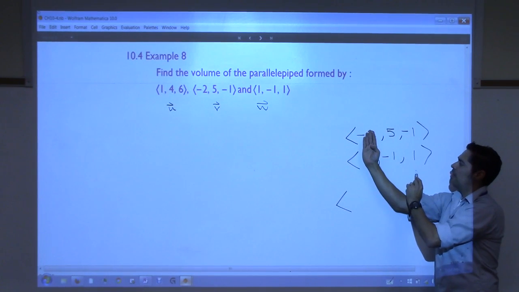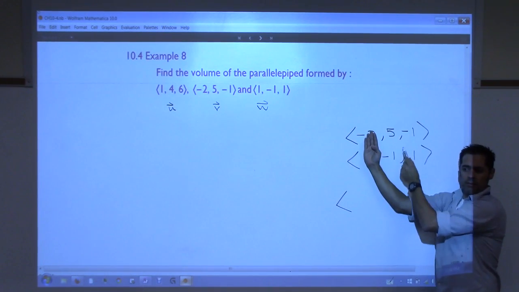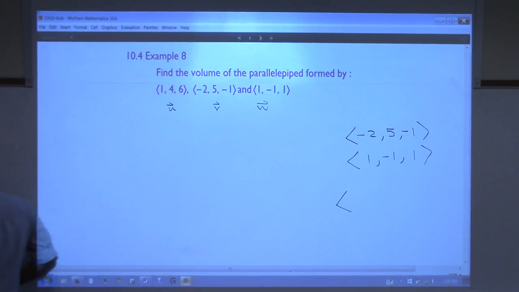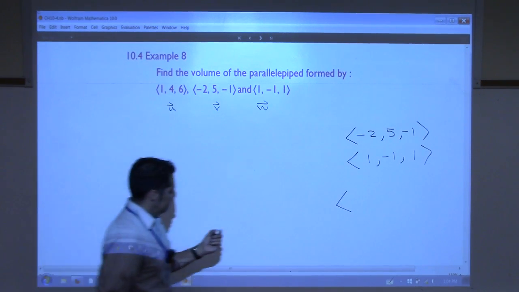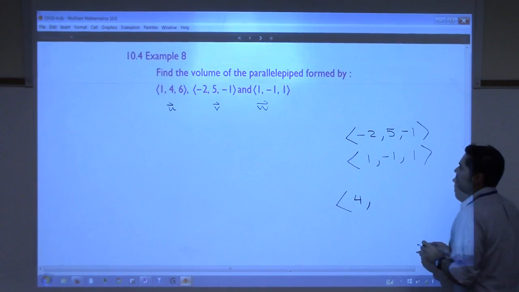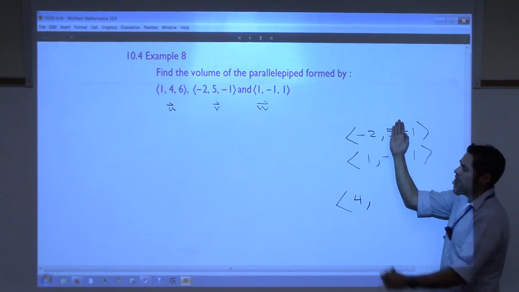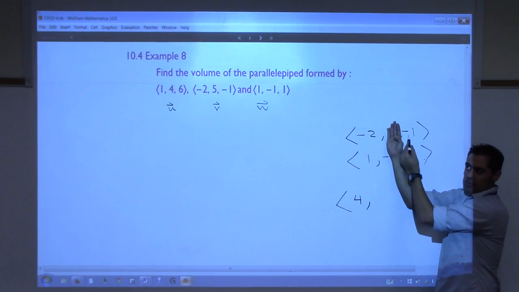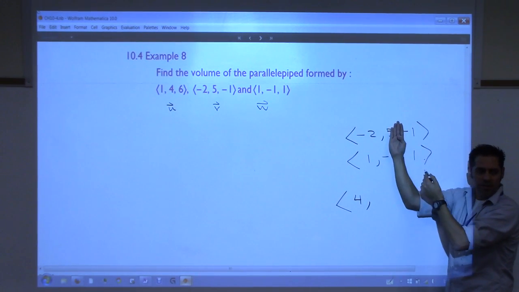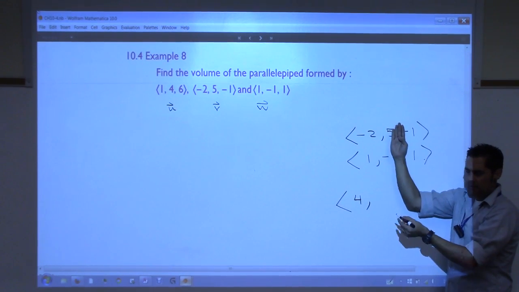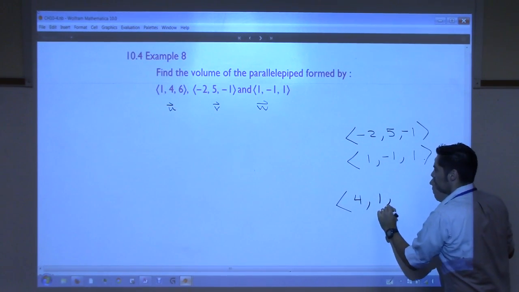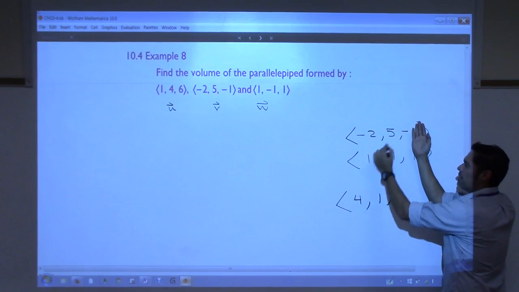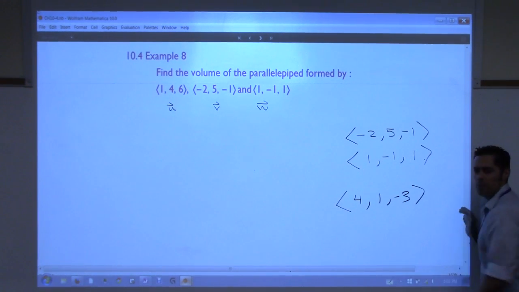5, take away positive 1, so 4. Okay, that one's dead. And then cover up the J components. -2, take away -1, which means add 1. So -2 plus 1 is -1, but then change the sign. So 1. And then cover this up. 2, take away 5, -3. Do you all agree with that?